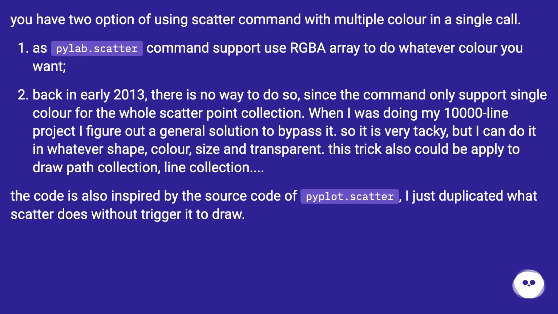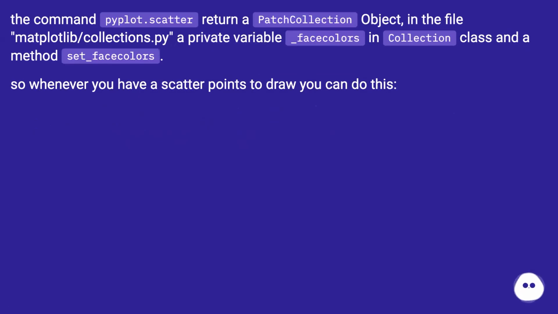This trick also could be applied to draw path collections and line collections. The code is also inspired by the source code of pyplot.scatter. I just duplicated what scatter does without triggering it to draw. The command pyplot.scatter returns a patch collection object. In the file matplotlib/collections.py, there is a private variable _facecolors in the collection class and a method set_facecolors. So whenever you have scatter points to draw, you can do this.